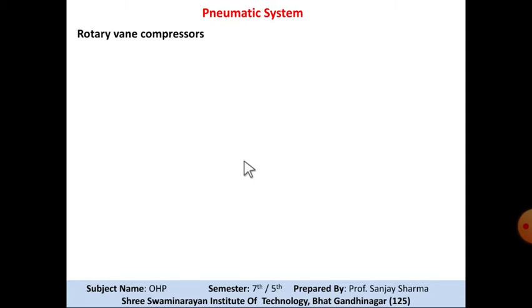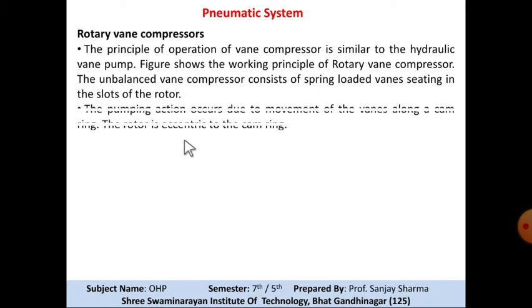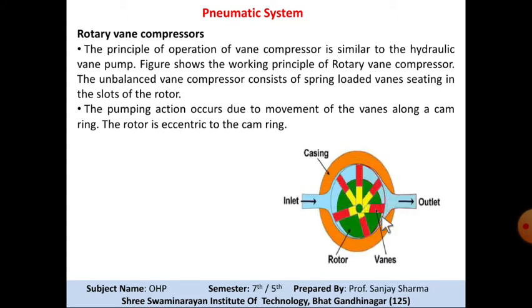The next type is the rotary vane type compressor. The principle of operation of the vane compressor is similar to that of the hydraulic vane pump. When we were seeing the vane pump in the hydraulic system, we went through this pump. The figure shows the working principle of the rotary vane compressor. The unbalanced vane compressor consists of spring-loaded vanes sitting in the slots of the rotor. The pumping action occurs due to the movement of the vane along a cam ring, and the rotor is eccentric to the cam ring. So here is the diagram of the rotary vane compressor.